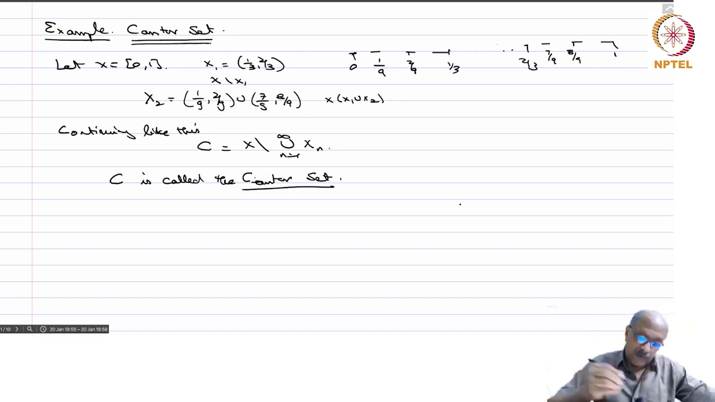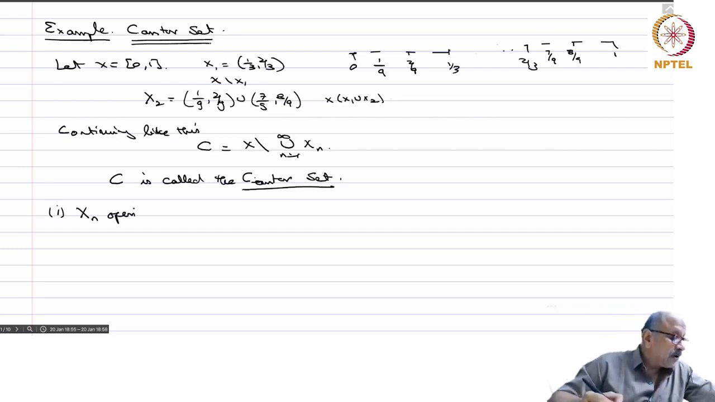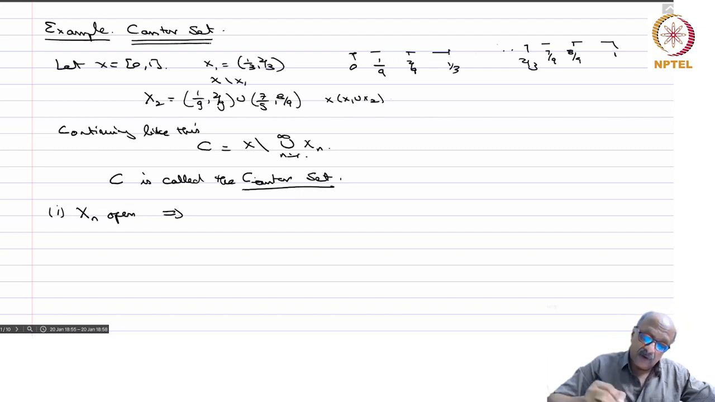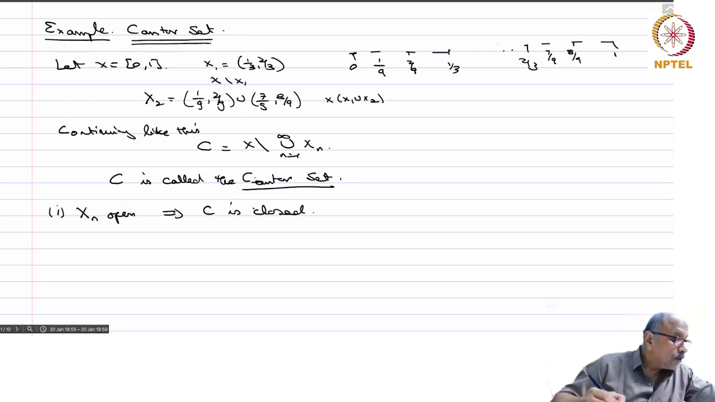Okay, so first point: xn is open because it's a disjoint union of open intervals. Anyway, it's a union of open intervals, so it's open, and therefore the union of the xn is also open, so C is closed.